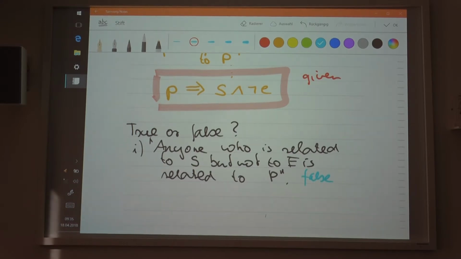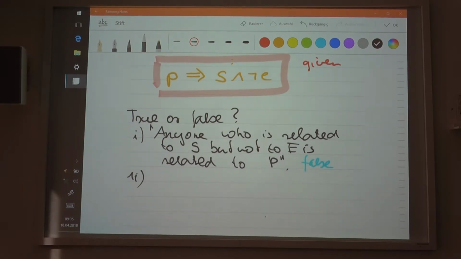Okay, next. So you have: anyone who is related to Simon but not to Emily is not related to Paula. Maybe I can use this so you see this clearly. So this statement says, let me just demonstrate this again. So this is what we're talking about here. If this statement is true, that this shall imply that P is true, which is false. So that statement is false. Please keep that in mind. I'm writing it using this notation here. So that statement is false.